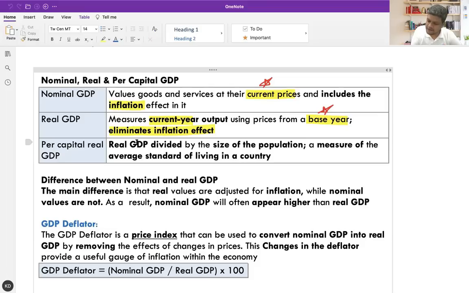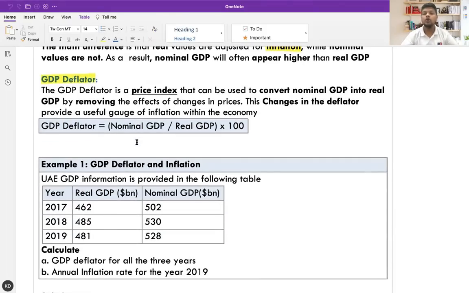As I said, it is because of inflation. Most of the countries have positive inflation, except a few like Japan, which has negative inflation, which is called deflation. So assume every country in the economy has positive inflation. So what will be higher, nominal or real? Nominal. Nominal GDP will always be higher than real GDP. And by how much percentage it is higher, that is called the GDP deflator. Now, the GDP deflator is an index value which converts nominal GDP into real GDP.